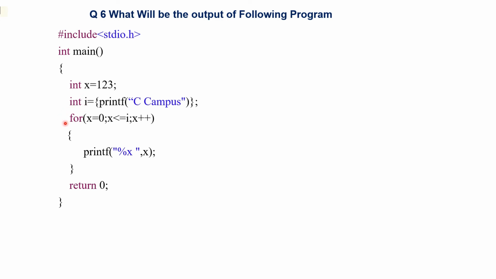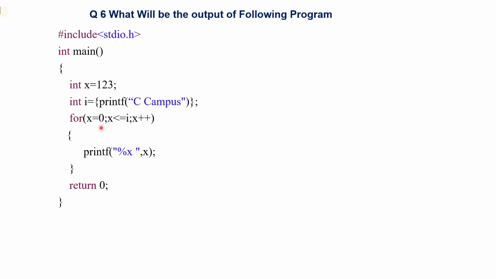Then consider the next loop where a for loop is there, where initialization is x equals to 0, the condition is x less than equals to I, and the increment section is x plus plus. Firstly x becomes 0 and 0 is less than equals to 8. Yes, the condition is true, so 0 will be displayed. Next time x becomes 1, again the condition is true, 1 will be displayed. Next time 2, next time 3, 4, 5 up to 8 will be displayed.